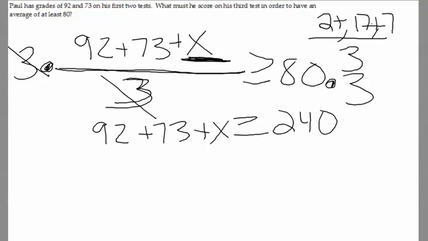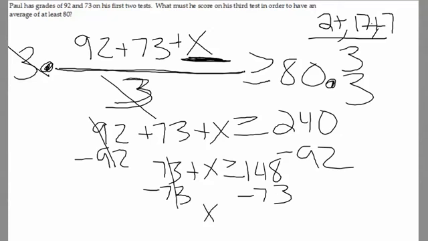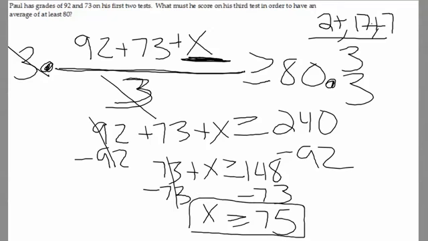The only thing we need to do is isolate the variable, so get that x all by itself. And in order to do so, we can subtract 92 on both sides. It would cancel on the left, and we get 73 plus x is greater than or equal to, well, 240 minus 92 is 148. And subtract away the 73, and we get that x is greater than or equal to 75. So what this is telling us is that in order for Paul to have an average of at least an 80, he must make at least a 75 on that third test in order for that to happen.